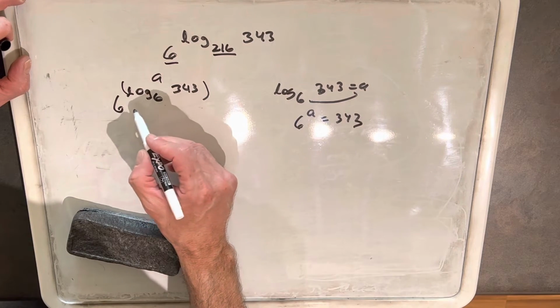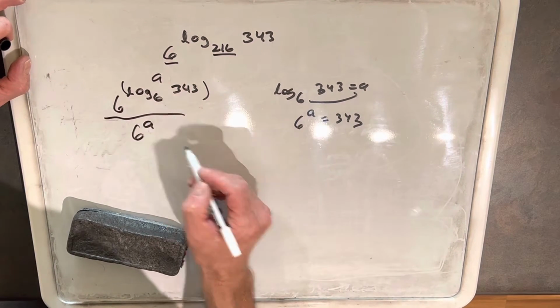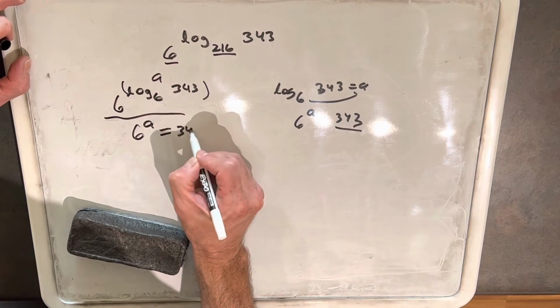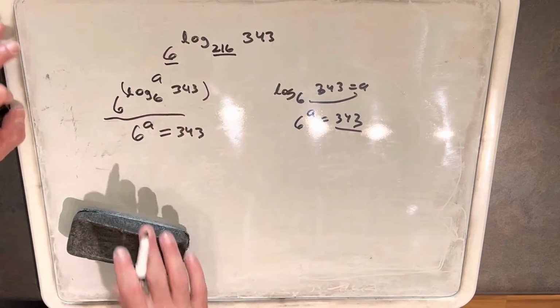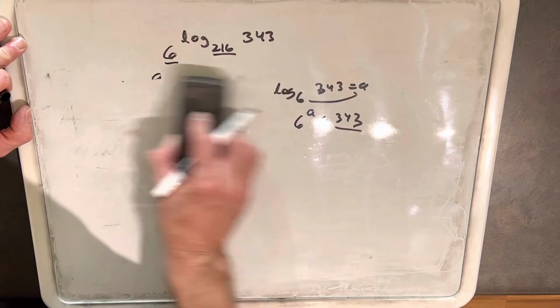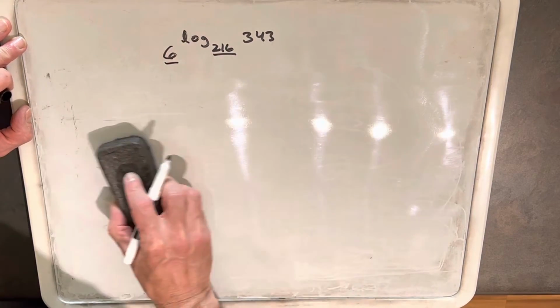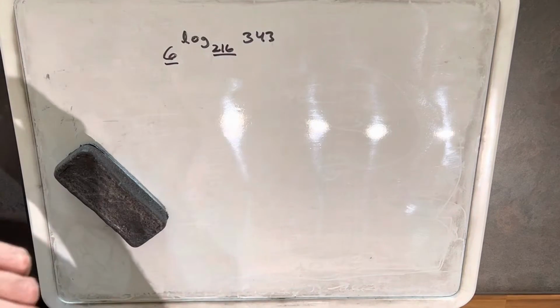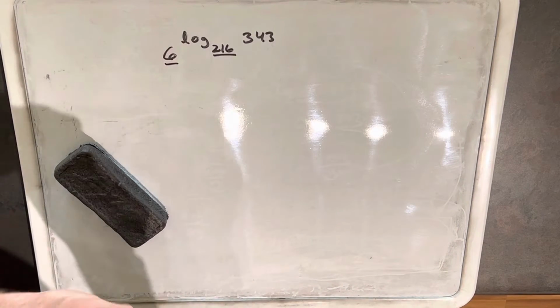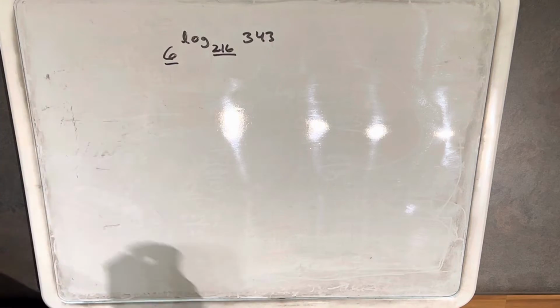But what we have here is 6 to the a, and we know it's 343. So that's kind of a long-winded way of saying that when the base is the same, it's very easy to find a solution because it's just the input. But what we have here is a little more complicated because the bases are different. But as you'll see, it won't be too bad.